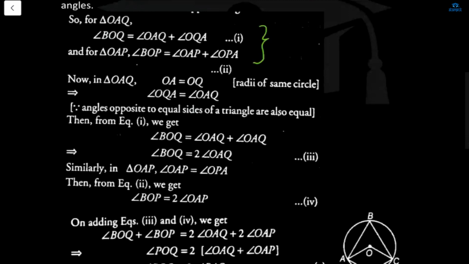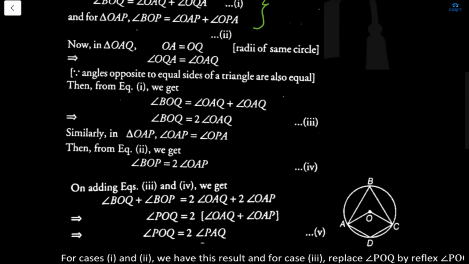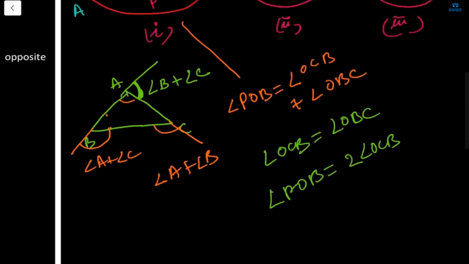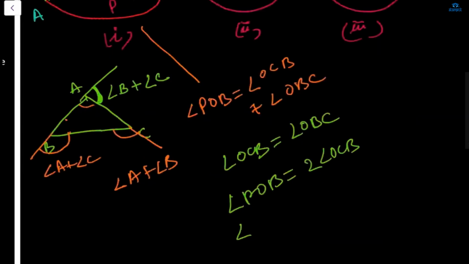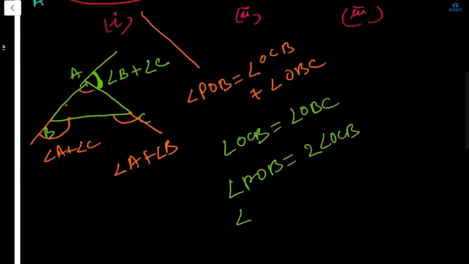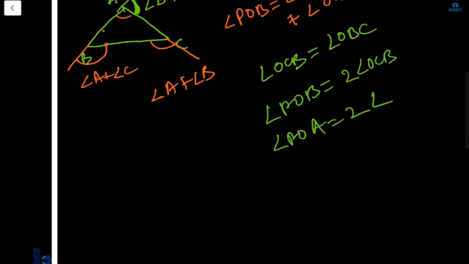Now OA and OQ are the radius of the circle, so both the angles will be equal. So it will be equal to 2. Like here I have written, the same thing will be applied for the other triangle also, that is OCA. Now in triangle OCA, angle POA will be equal, similarly, to angle OCA.